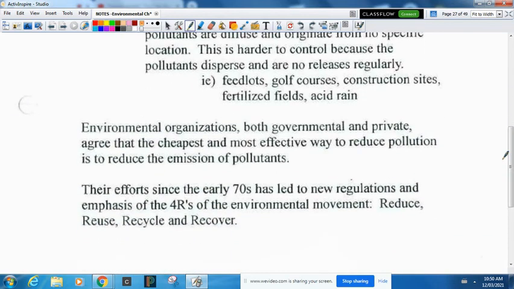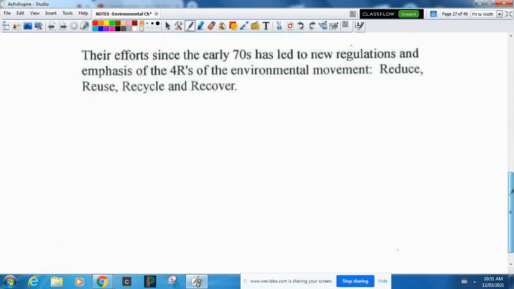Environmental organizations, both government and private, agree that the cheapest, most effective, and easiest way to deal with pollution is not to make pollution in the first place. We've been trying to do this with the 4Rs: reduce, reuse, recycle, and recover/reclaim. If we can make less pollution in the first place, there's less of it to worry about trying to clean up.